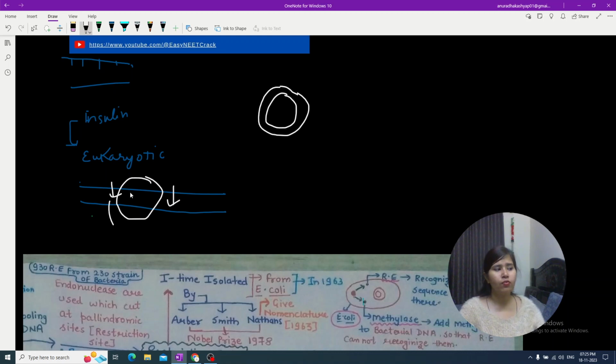So basically, first of all, you are going to cut your desired gene. This is your desired gene, that is insulin, and now you are going to add it into the vector. Vector is basically what?